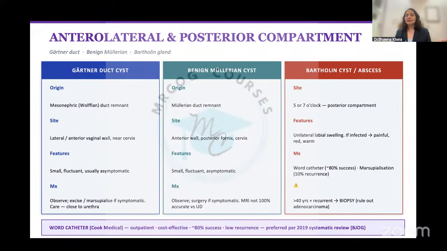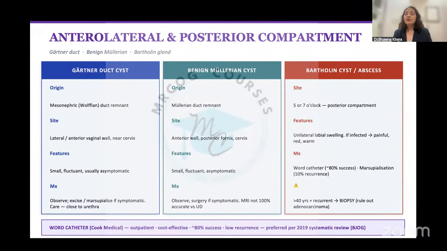Bartholin cyst, very clearly, we see it day in and day out, right? 5 and 7 o'clock, posterior compartment. Unilateral labial swelling, if infected, it can be painful, red, warm. How to treat? First time, Word catheter is enough. Remember, not all Bartholin cysts, even for the first timers, need surgery. You can just insert the Word catheter, and that is an 80% success rate for the first timers. This is an important part 2 exam question. Marsupialization is required only in the remaining cases or where recurring cases are there, and recurrence is 10%.